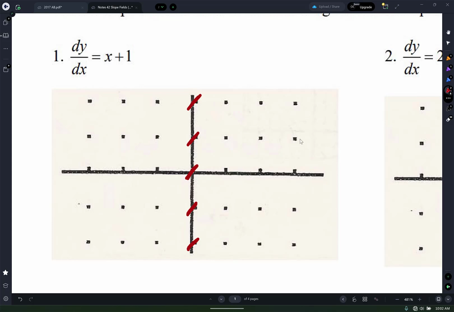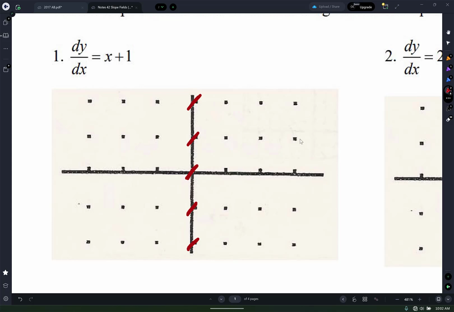Because when x is 0, on the y-axis, the x value is 0. And what is 0 plus 1? 1, and this means slope. So my dy dx is always just 1 on the y-axis because the x value is always 0. Does that make sense? So let's do another one to see if that made sense.